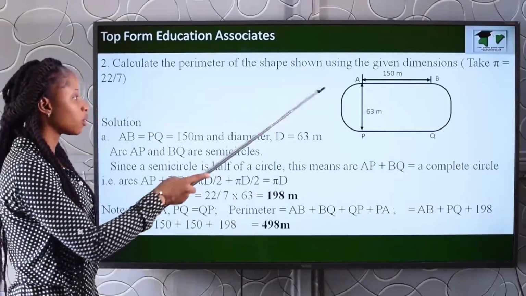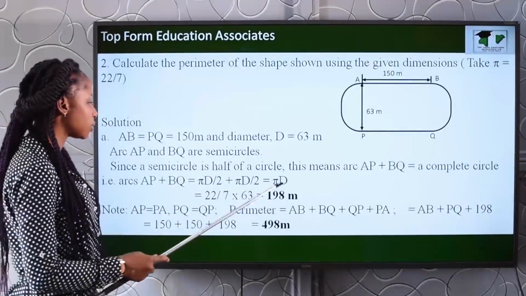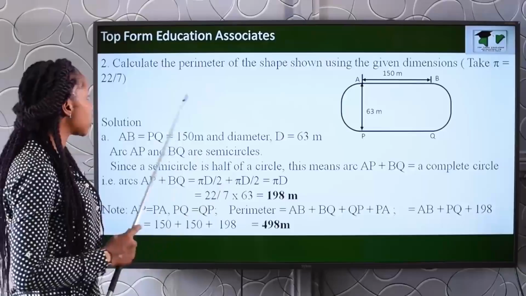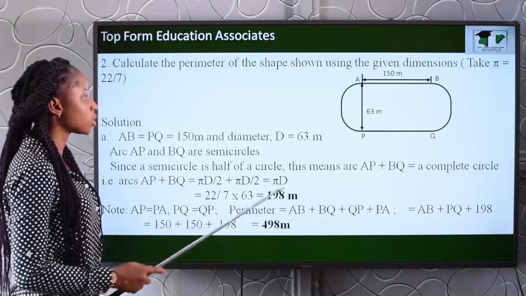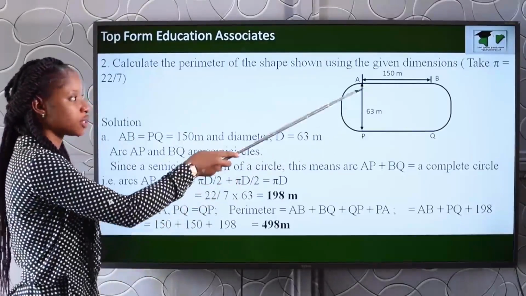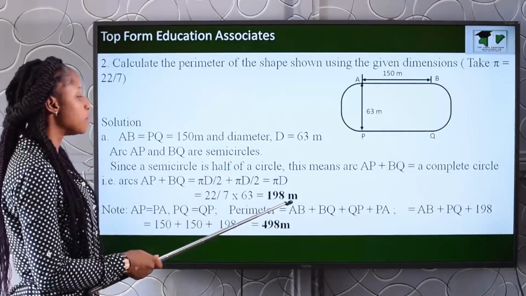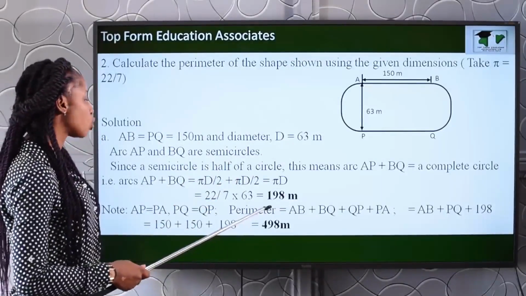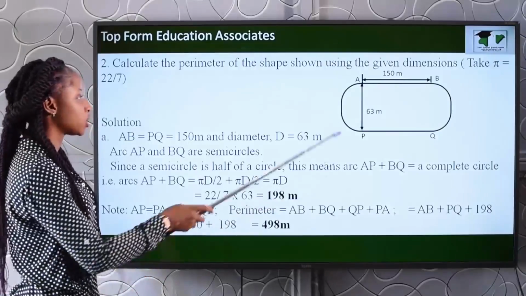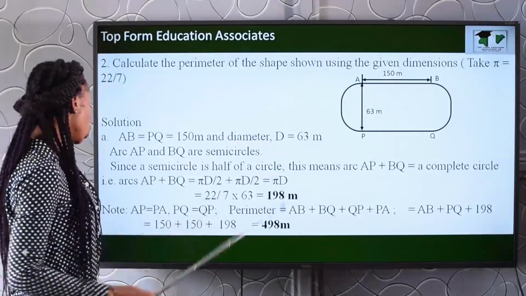So we input the figures into the pi d formula. Pi is given as 22 over 7, multiplied by 63. The diameter is 63 as given. So we have 198 meters. We have 198 meters for the circles AP and BQ.